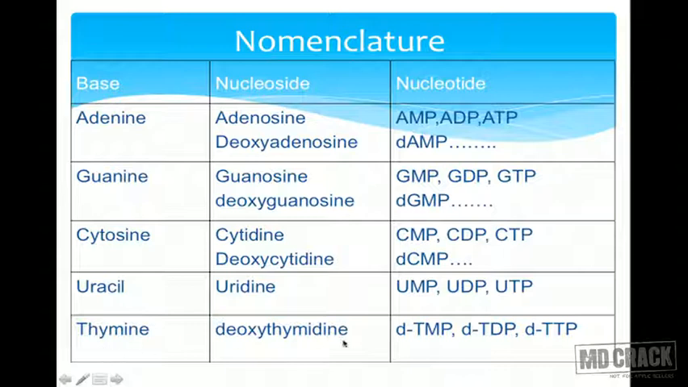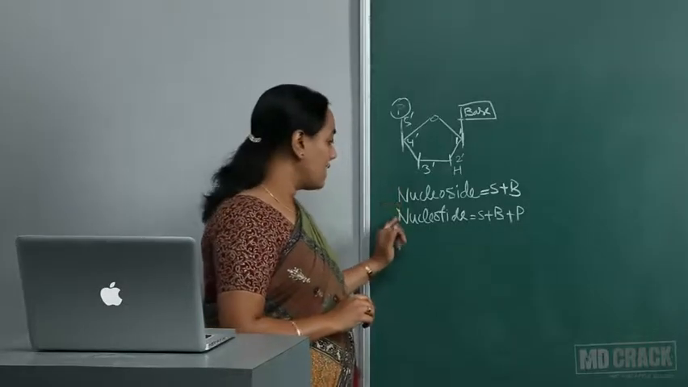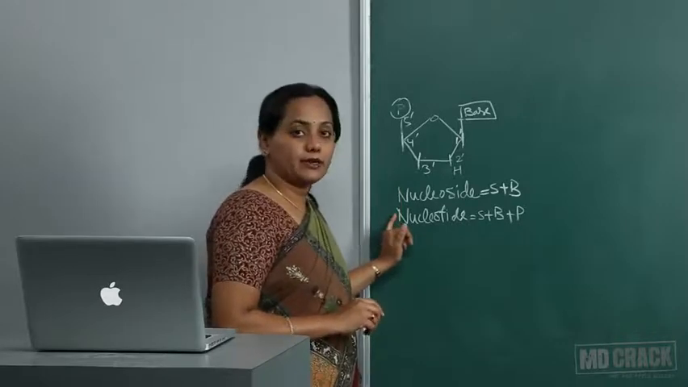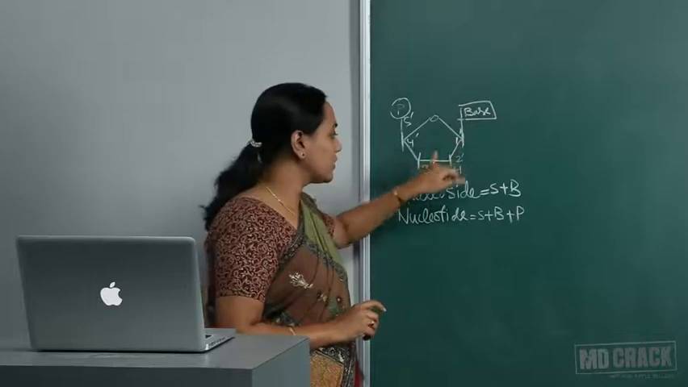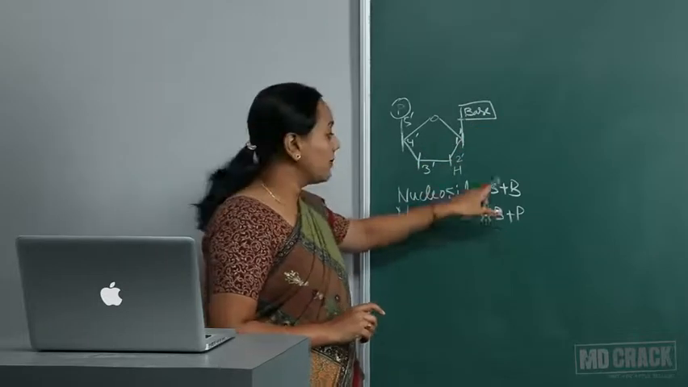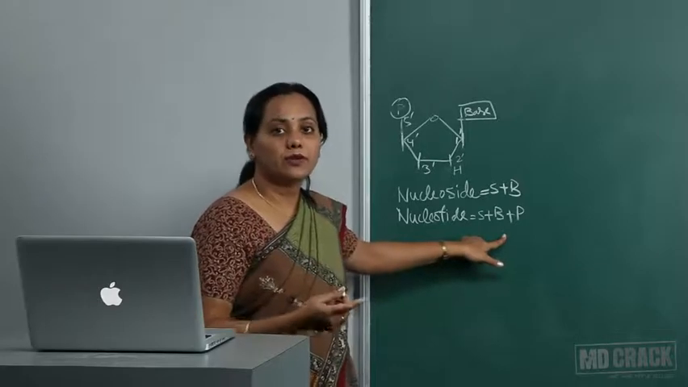So thymine becomes thymidine, uracil becomes uridine, cytosine becomes cytidine, guanine becomes guanosine, adenine becomes adenosine, and the respective deoxy forms. Now that is regarding the nucleoside and its nomenclature. What do you call it? The nucleotide. Now when adenine is present, adenine plus sugar becomes adenosine, plus phosphate, it will become adenosine monophosphate.